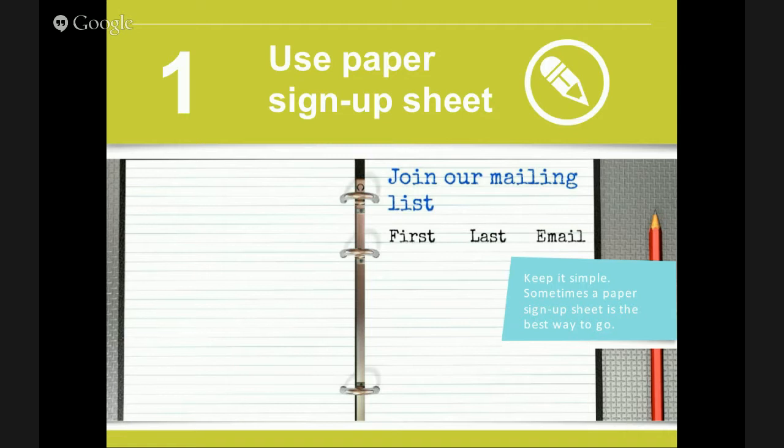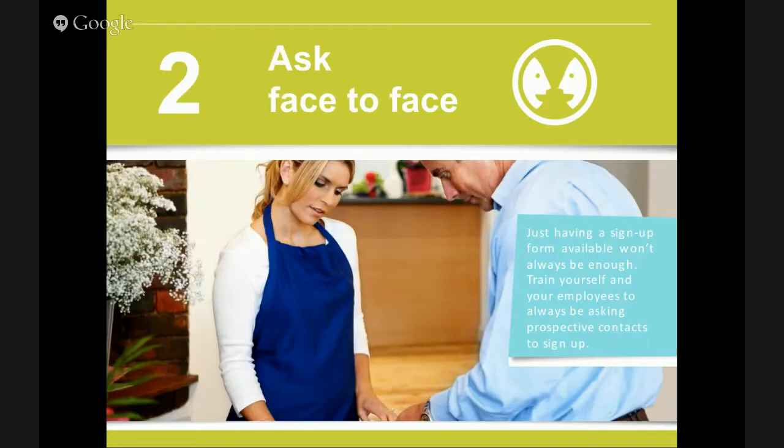Another thing you can do, in addition to a sign-up sheet, is ask them face-to-face. Just having a sign-up form might not be enough. Train your team to ask people to sign up for your email list, and explain to your team how to explain to your customers why. Here you can keep up to date. You'll get first access to special offers and deals. We'll give you helpful tips on how to be more successful in your business, or just to keep up to date with what we're doing.